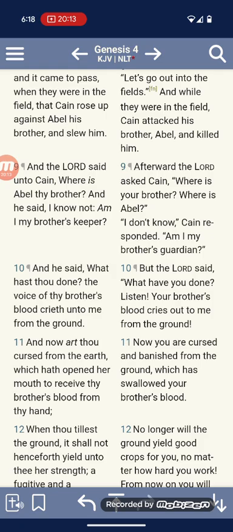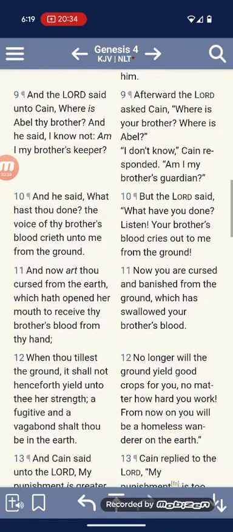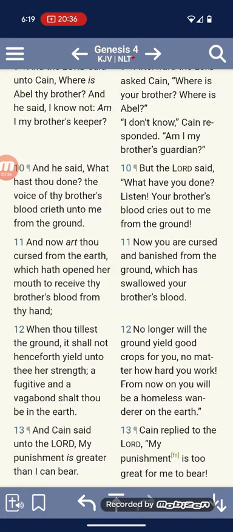Verse 9, it says, and the Lord Yahweh said unto Cain, where is Abel thy brother? And he said, I know not. So he's lying. All right, that's a characteristic of the Edomites. We looked at that in previous lessons. It says, am I my brother's keeper? So he's lying to the Lord. He's lying to the Most High, Yahweh.